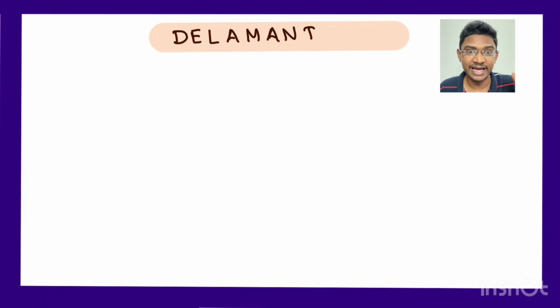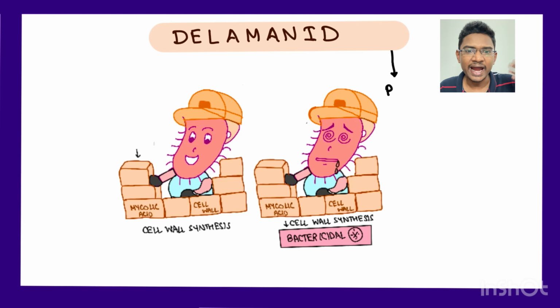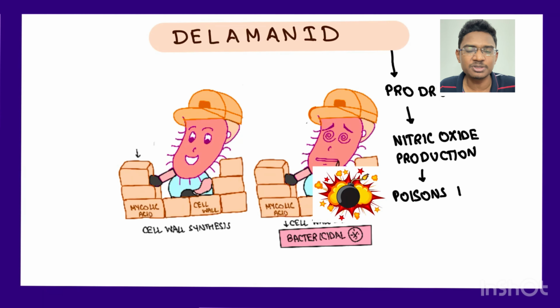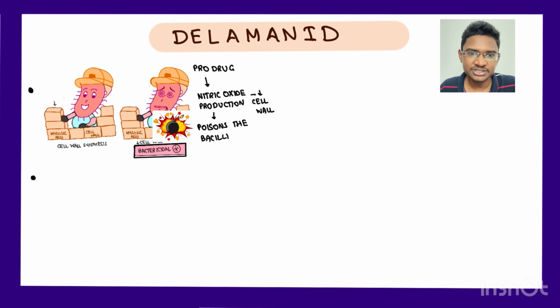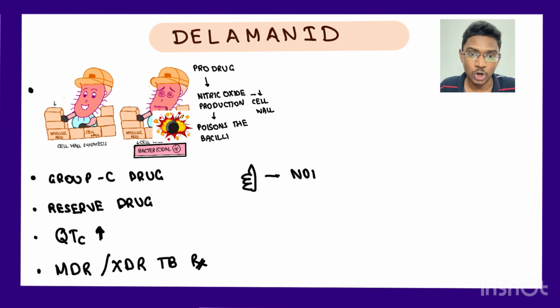Next drug is this delamanid, which is a prodrug which on activation produces nitric oxide. What this nitric oxide does is it poisons the bacilli and it is a highly effective bactericidal drug. Okay, so this is also a bactericidal drug. It also inhibits the cell wall synthesis and also it poisons the bacilli by production of nitric oxide.